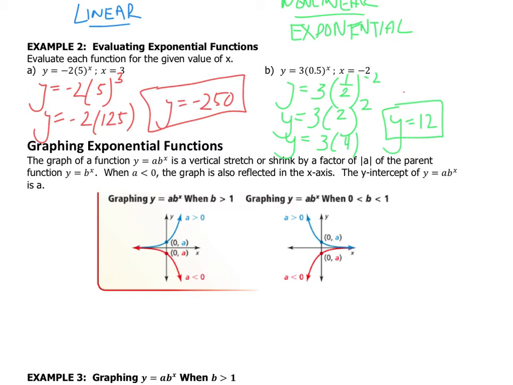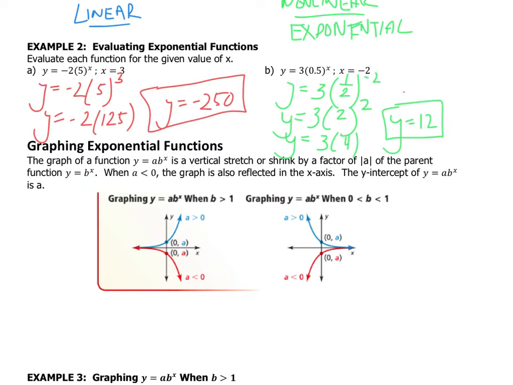So next, we're going to talk about graphing exponential functions. Now this first thing, it's a lot of words here, it's a lot of math here. Basically, we are talking about graphing this form, y equals ab to the x. So hearing about this vertical stretch or shrink by a factor of the absolute value of a of the parent function y equals b to the x.